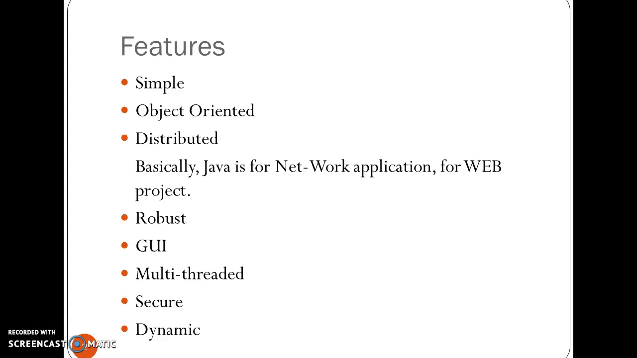Basically, the features of Java programming are that it's a simple object oriented programming language, and it's a distributed environment. It works on web enabled projects, mostly all internet based applications. The programming language is robust, and there are a huge number of tools available to design graphical user interfaces in the form of Abstract Window Toolkit as well as Swing. And the major advantages of Java are that it is multi-threaded, more secure and dynamic.